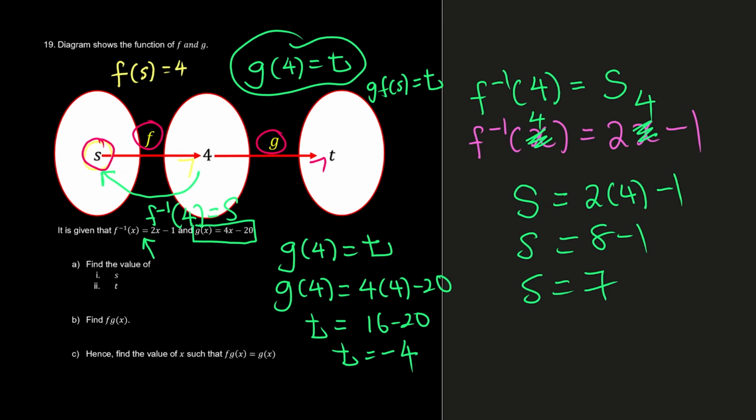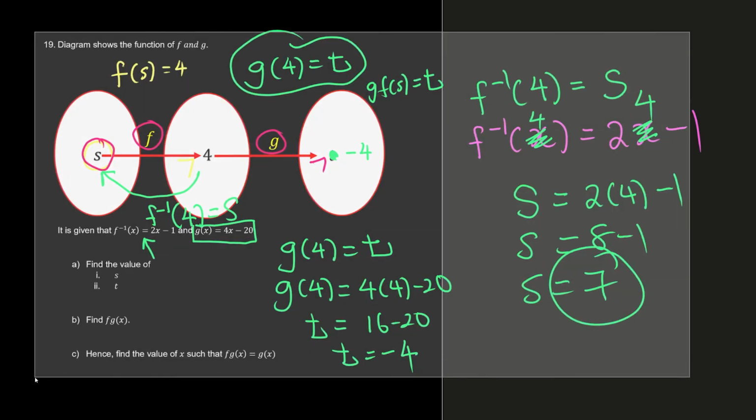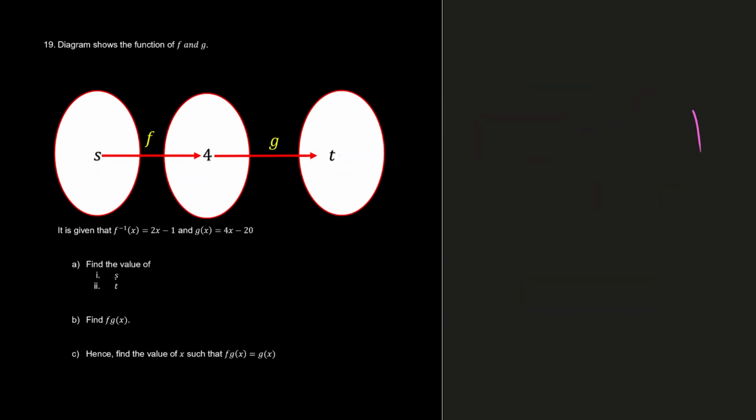So we know T is equal to negative 4. Let us update the new data here. This is negative 4. How about our S? Our S is 7. So let me clear up everything and write the updated one here. This is going to be negative 4 and this is 7. Once we have this, what we're going to do next is find fg(x).